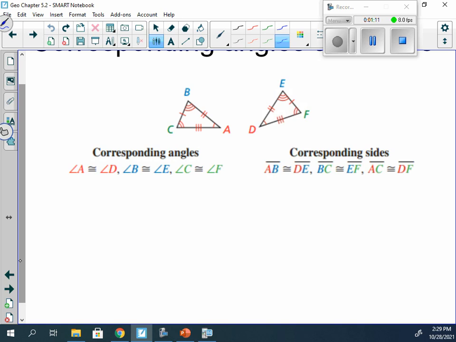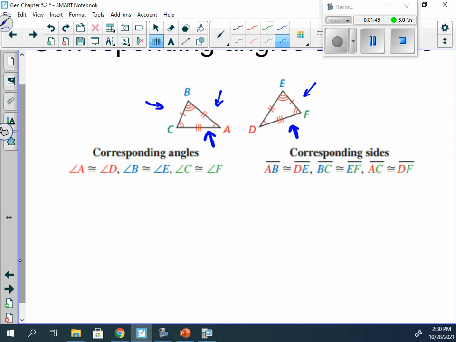If we look at the corresponding sides, AB has how many marks? 2. From A to B, so AB has 2. So if I look at the other triangle, I'm looking for a side that has 2 marks, which is DE, and they are congruent. They are corresponding. If I look at BC or CB, it has 1. EF has 1, so they are corresponding. They're going to be congruent. And lastly, AC has 3. FD has 3, so they are congruent. Those are the corresponding sides.